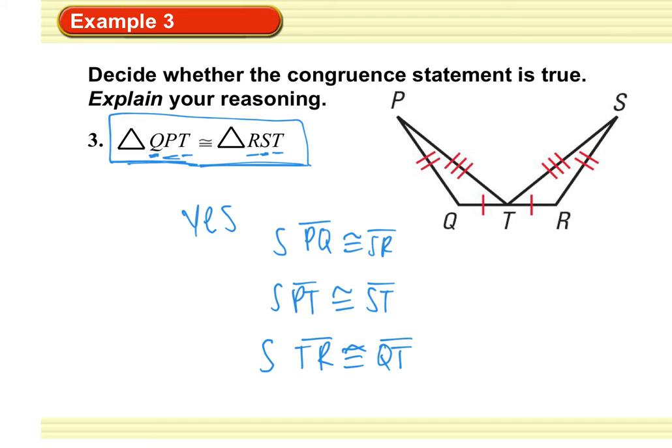When you're talking about the sides, as long as you're referring to the same side, it's fine. You can't say that PQ is congruent to ST. That would be wrong. But you can say that PQ is congruent to RS, or you can say that SR is congruent to QP, however you want to write it. But you can't match up sides that are not congruent.